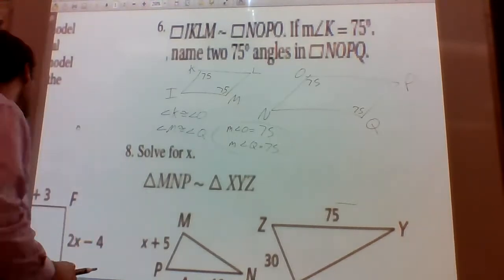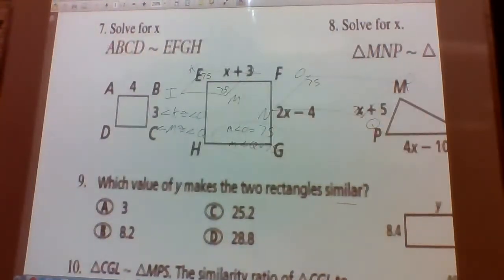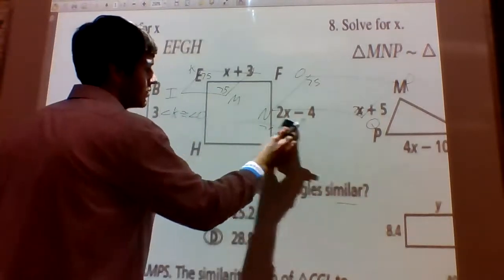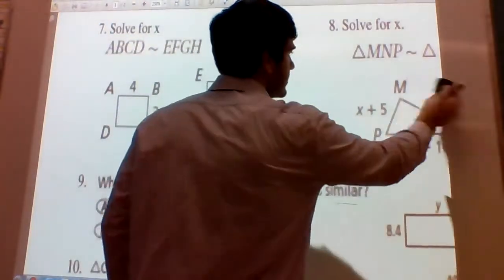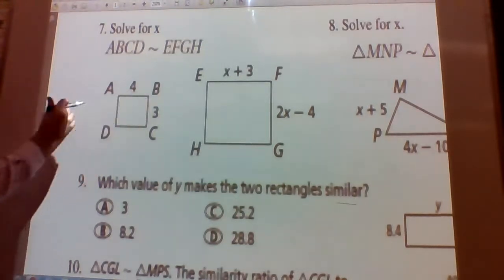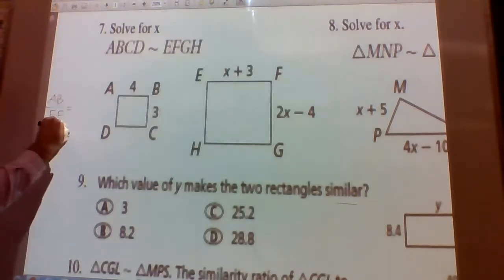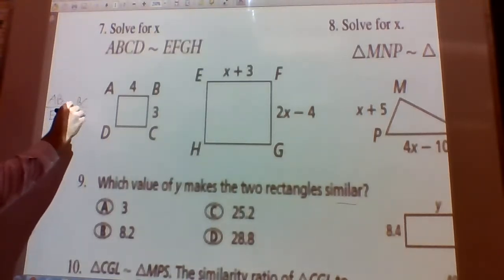Okay. Number 7. We have A, B, C, D, and E, F, G, H. Okay, it's telling us they are similar. If they're similar, that means their angles are congruent. The corresponding angles are congruent, and the sides are proportional. So if the sides are proportional, what does AB correspond to? It corresponds to EF, and then BC corresponds with FG.